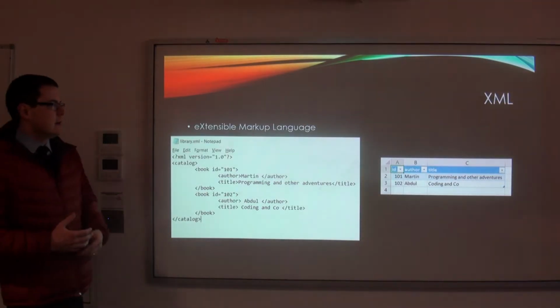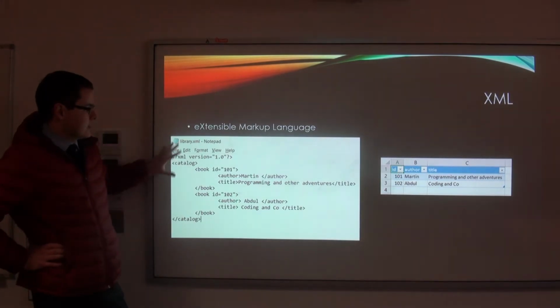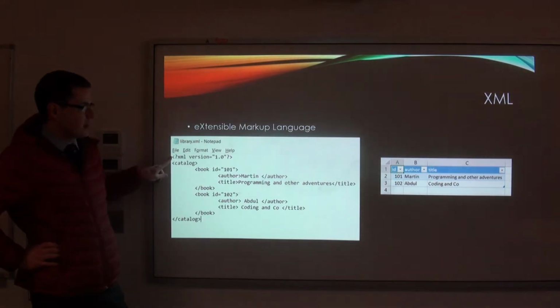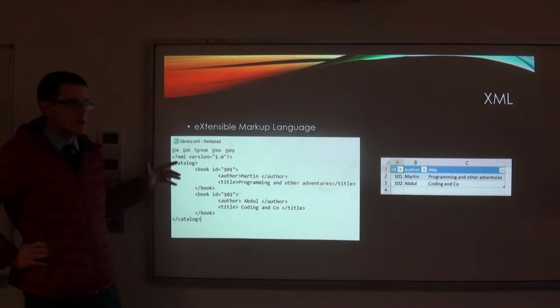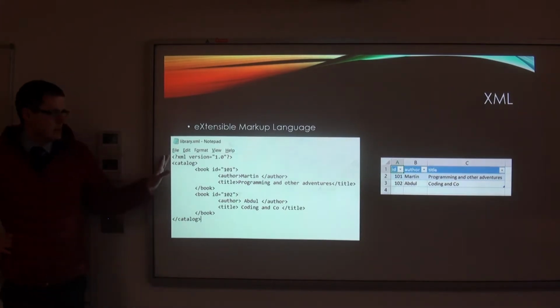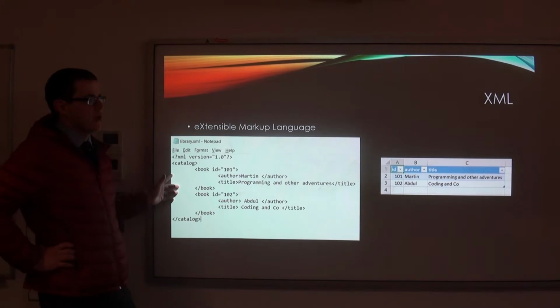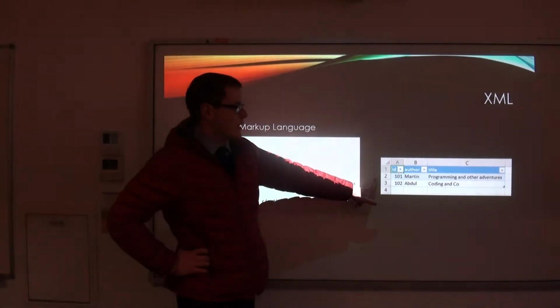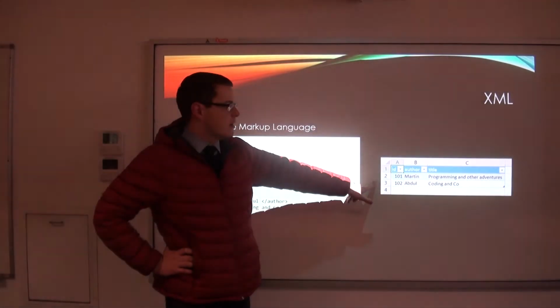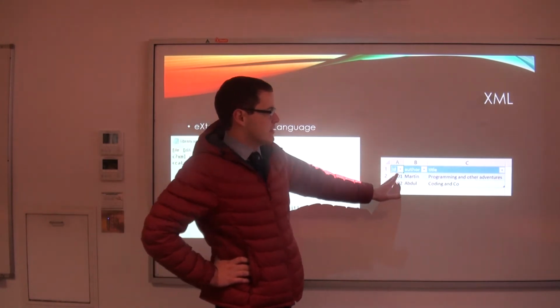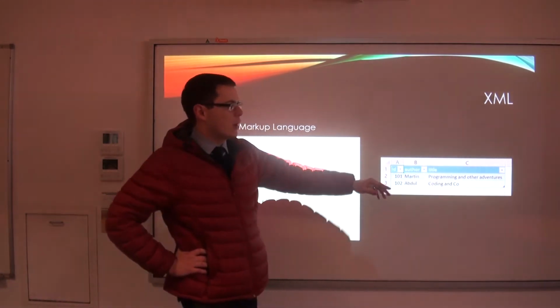So XML, basically it looks like this. You've got your prologue at the top, which identifies it as being an XML file, okay? Then you go through and you've got your different fields here, okay? This is what it looks like when you open it in Notepad. And then if you open it in something like Excel, Excel will make it a bit more readable for you, and it will categorize them into the different columns, okay?